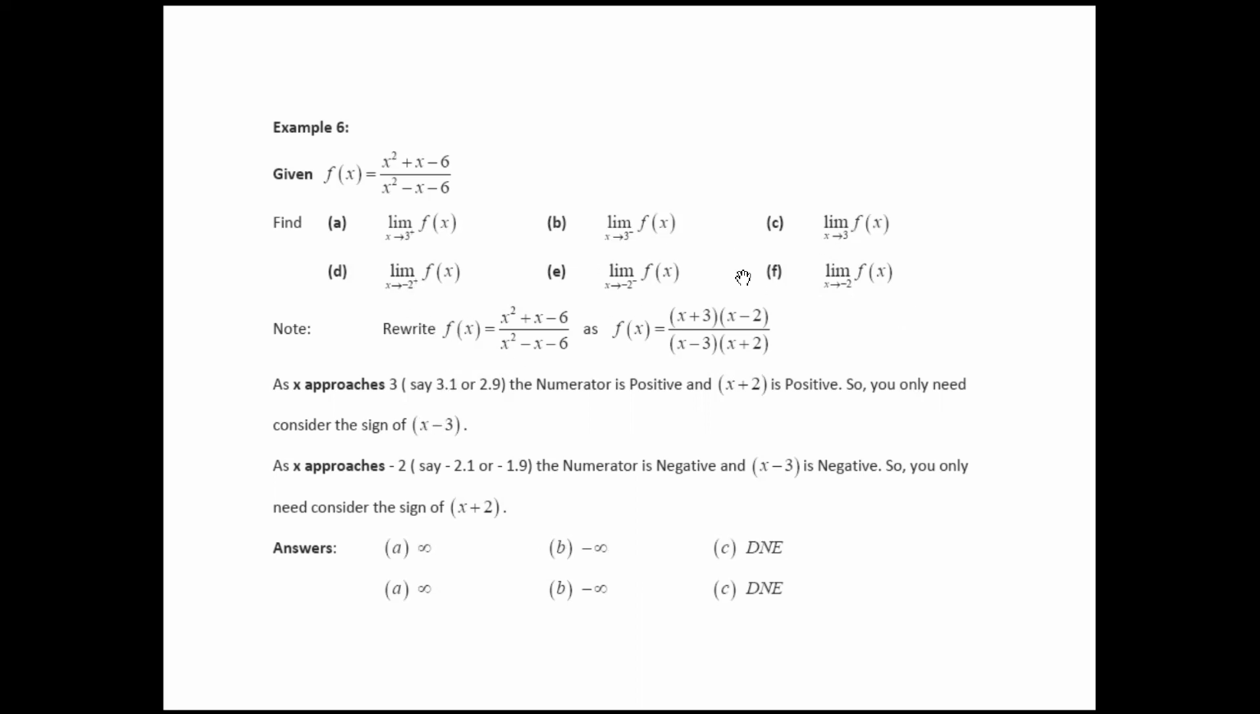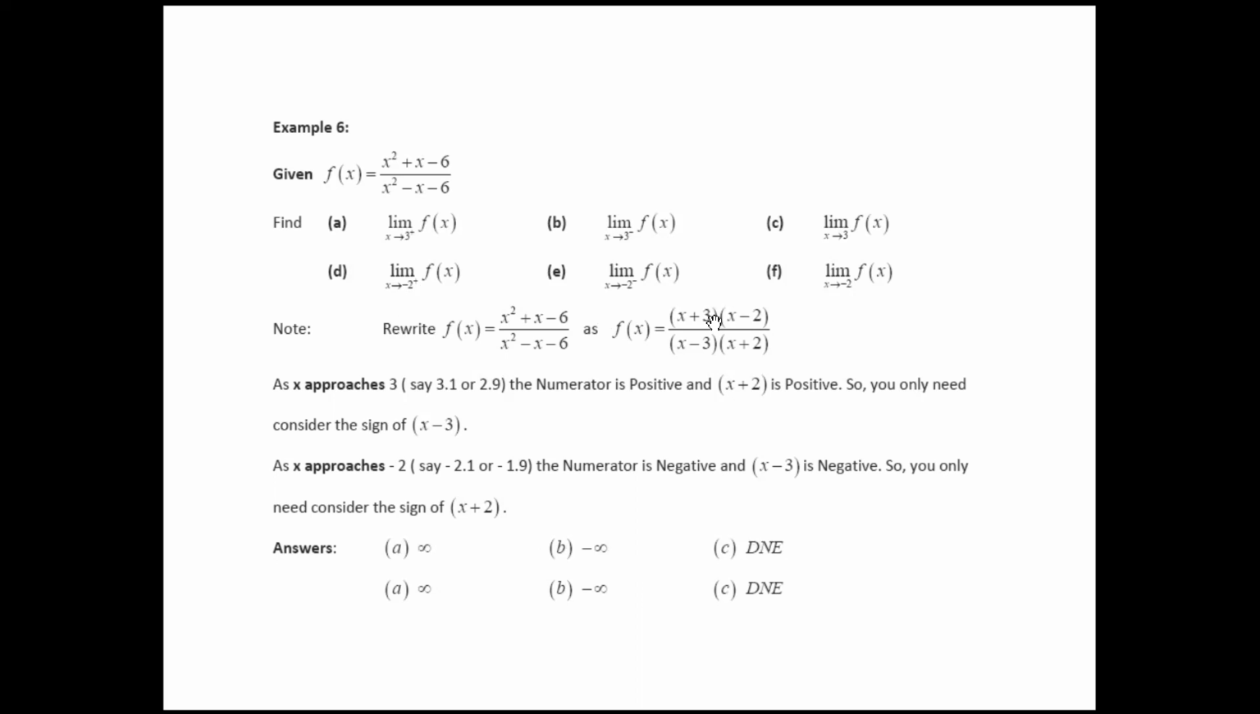Now, D, E, and F, we're approaching -2. Now, -2, when put into this, is going to give me a 1, and -2 into this is going to give me a -4. And so the numerator is going to be negative. And when I put a negative into this, I'm going to get a negative. Am I not? So this is going to be negative no matter what I put in, close to -2.